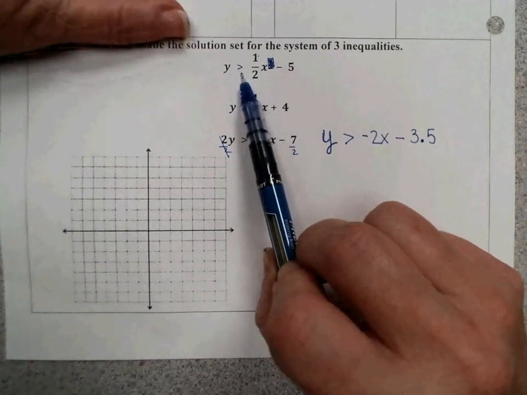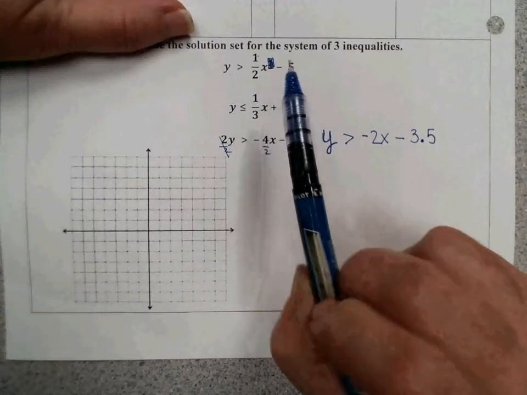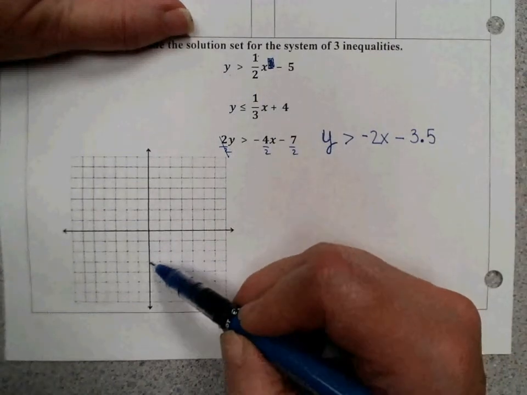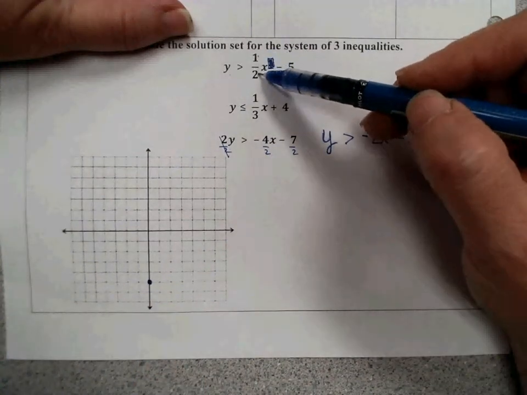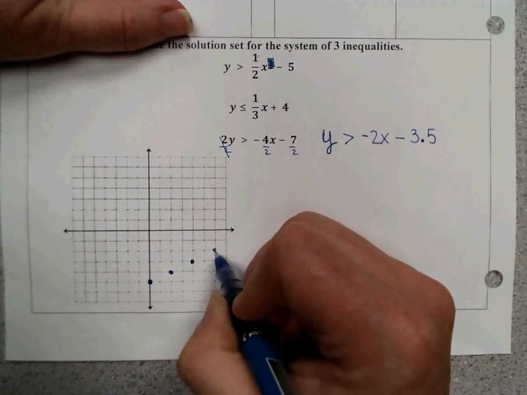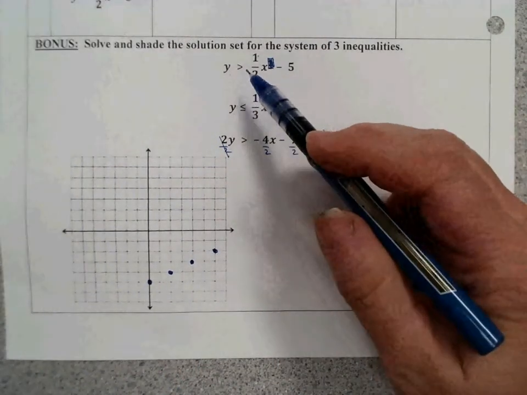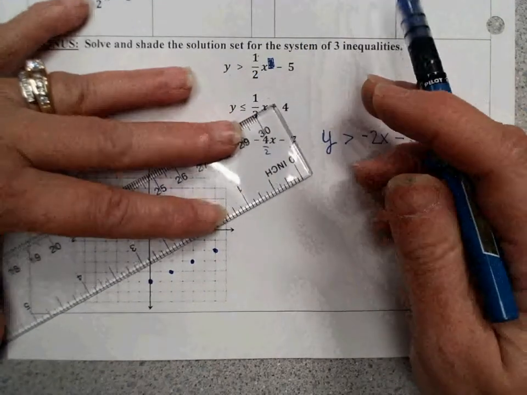So this first one, since this doesn't have the solid line under it, this is going to be a dotted line, and it's going to be shaded on the top side because of the greater than symbol. So I'm going to start with my y-intercept of negative 5. 1, 2, 3, 4, 5. And then I'm going to count up 1 over 2 to get my line.